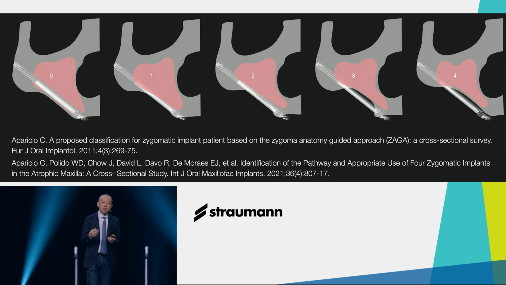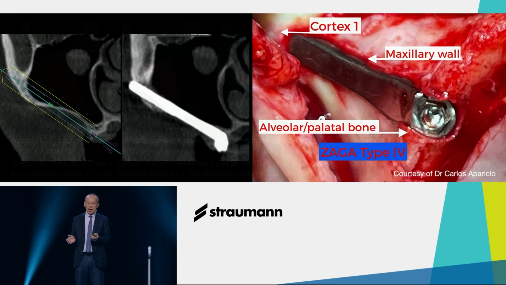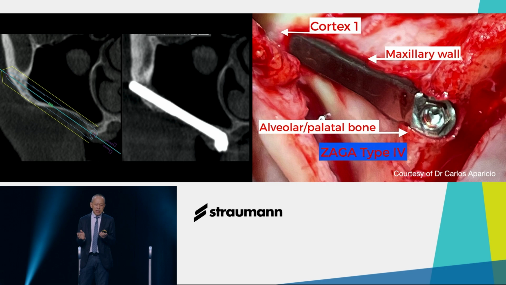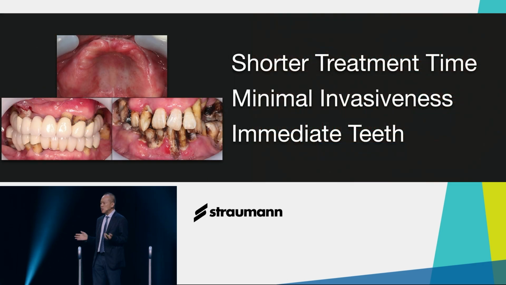Edmund also provided an in-depth explanation on the biomechanical aspect based on the original surgical technique and the Zygoma classification. Let's focus on Zygoma 4, which is considered to be the most severe atrophic maxilla. And in order to provide immediate loading, we have to take advantage of multiple cortical anchorage along the trajectory of the zygomatic implants.